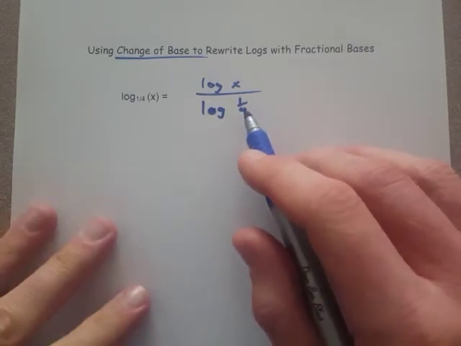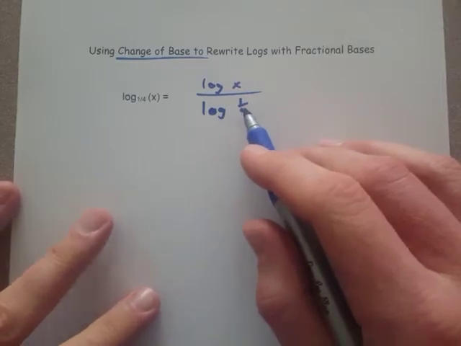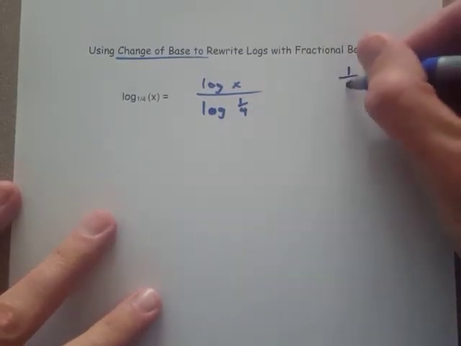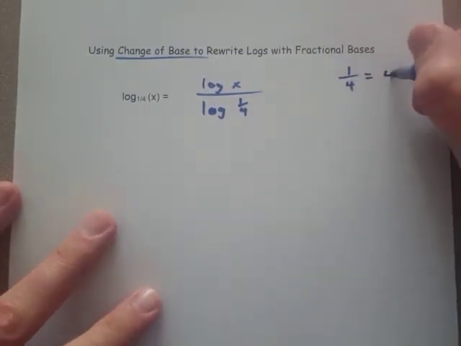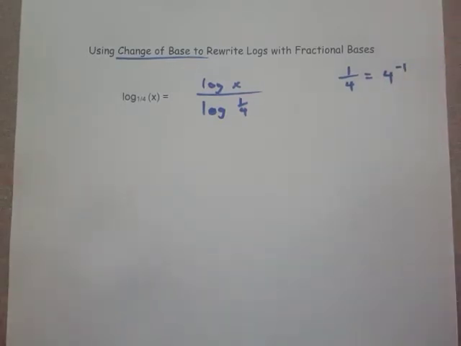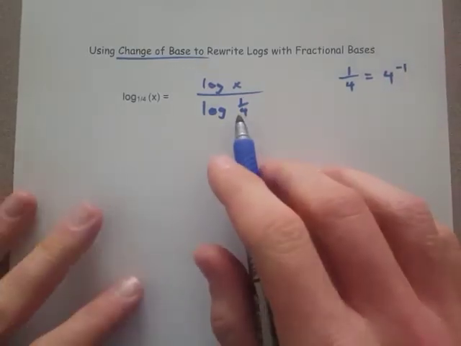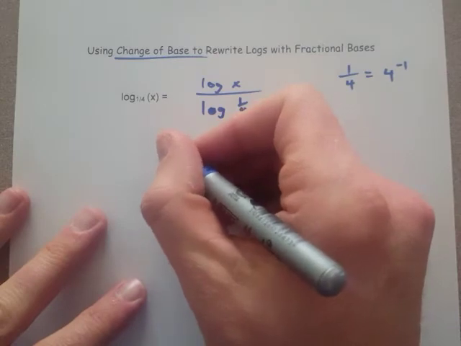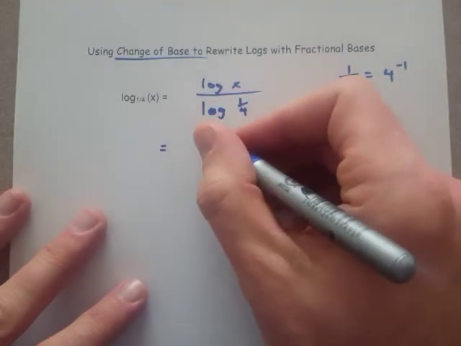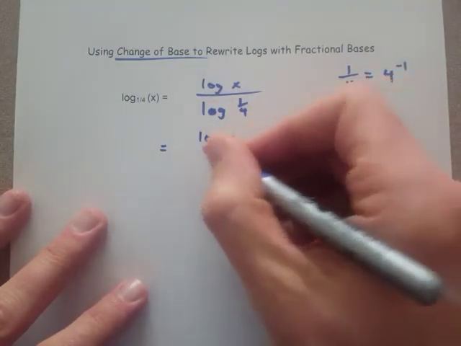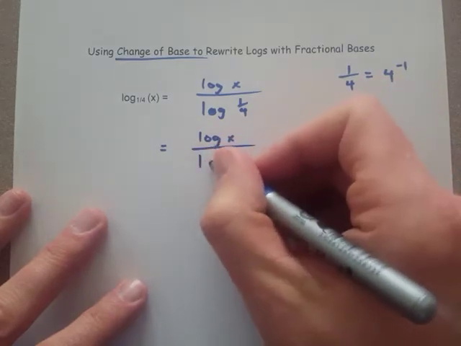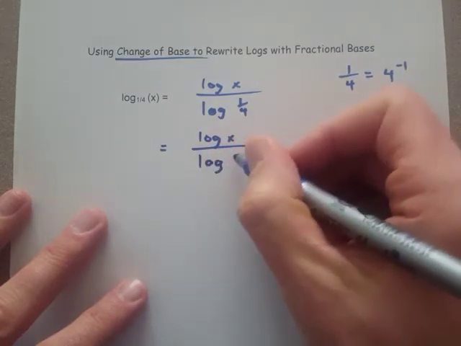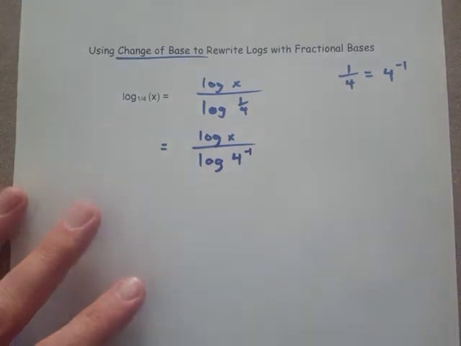fractions. So if I were to write this 1/4 as a negative exponent, 1/4 is the same thing as 4 to the -1. And I'm going to translate that here so that we can get rid of this fraction. So we'll keep the log of x in there, and then we'll put this in as log of 4 to the -1.